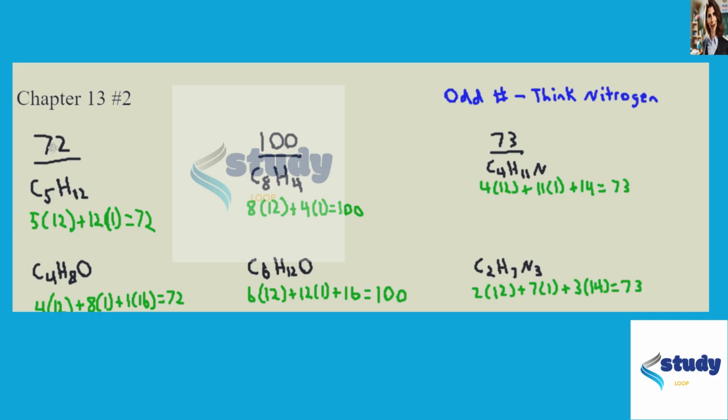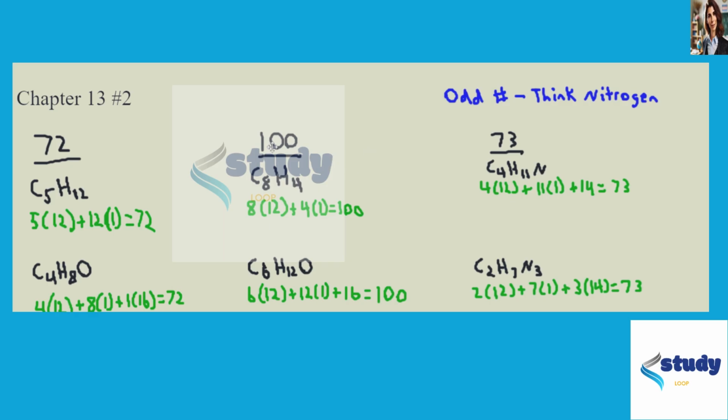So for an ion of 72, the easiest answer is C5H12. And I've drawn the math out down here. Carbon weighs 12. There's 5 of them. Hydrogen weighs 1. There's 12 of them. So 60 plus 12 is going to give you 72. Alternatively, you could include an oxygen. Remember, oxygen weighs 16. So 4 carbons at 12 apiece, 8 hydrogens at 1 apiece, and 1 oxygen at 16. And that also adds up to 72.